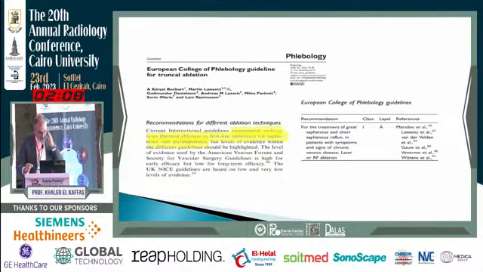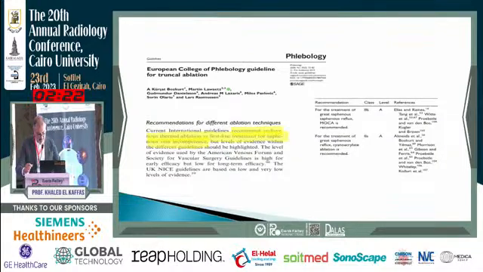According to the European College of Phlebology, in the recommendations for different ablation techniques, they recommend endovenous thermal ablation as a first-line treatment of saphenous vein incompetence with level of evidence class 1A, while the level of evidence for MOCA and glue is less. For MOCA it is level A class 2B, while for glue it is level A 2A.